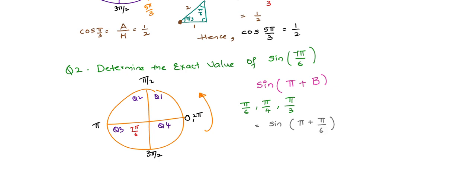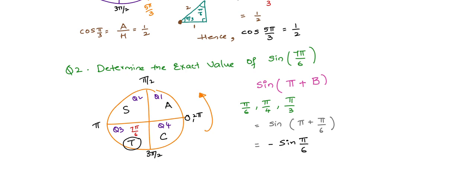And the next step is, 7 pi on 6 is in the third quadrant, and in the third quadrant, as per All Stations to Central, only tan is positive. So therefore sine becomes negative. So minus sine, and because you're using symmetry, the pi is left out and it is minus sine pi on 6.